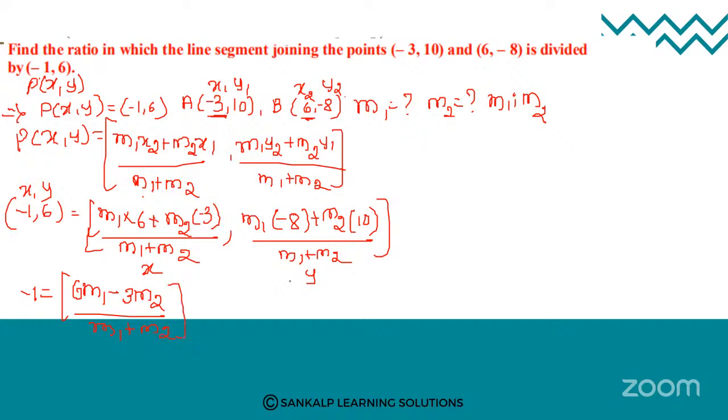Next, Y value, what is it here? Here Y value is 6. So 6 is equal to -8 into M1, that is -8M1 plus 10M2 divided by M1 plus M2.